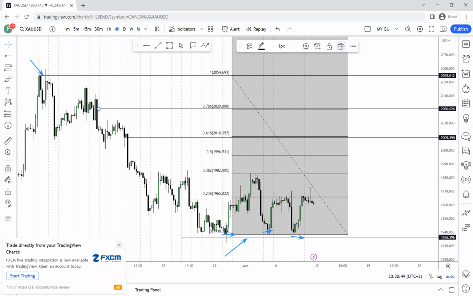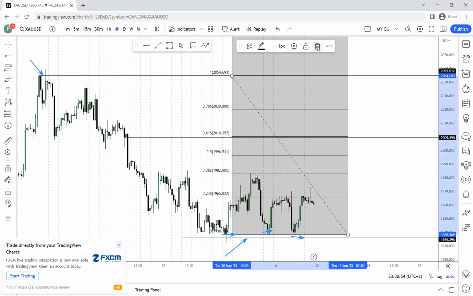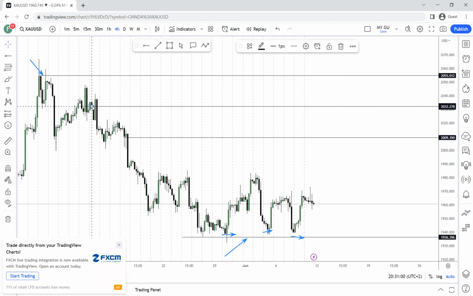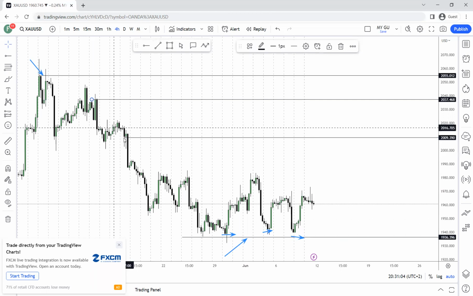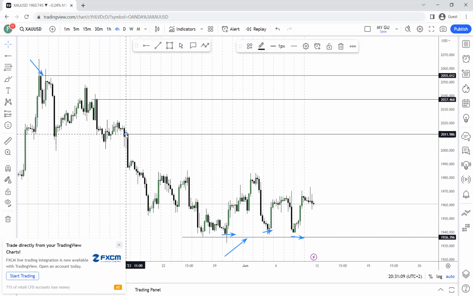We remove the Fibonacci, and then we readjust our zones because you don't want your lines cutting through candlesticks, right? And there you go. So now you have your potential areas for price to reject to.